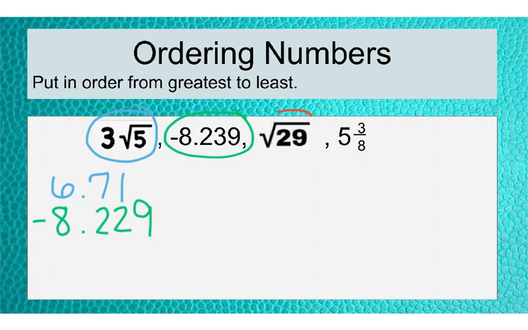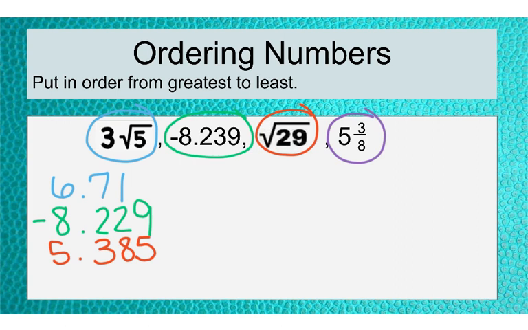What about the square root of 29? Type it in my calculator. I know it's going to be between 5 and 6 because the square root of 25 is 5 and the square root of 36 is 6. So the square root of 29 is between 5 and 6. When I type it in the calculator, I got an answer of about 5.385. And remember, it's going to keep going on and on and on. I'm just estimating. And the last one I see here is 5 3/8.